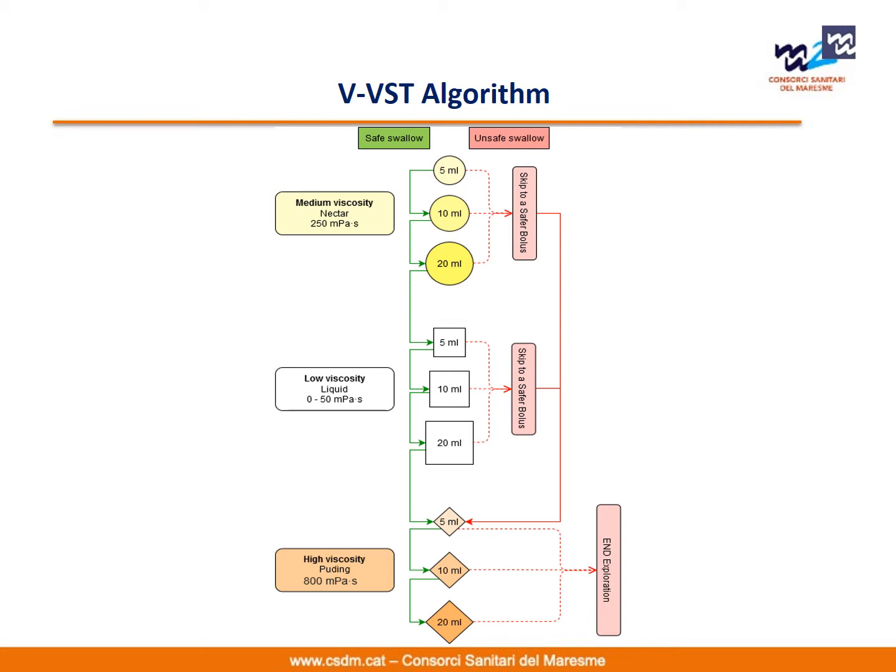Take into account that if there's any impairment, any safety alteration, you would stop and go to a safer viscosity. So you would stop in nectar or liquid and jump to a high viscosity of pudding. And if you are already in pudding, then you would end the exploration.